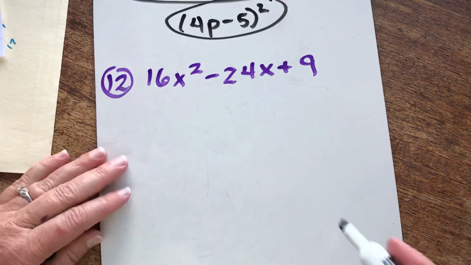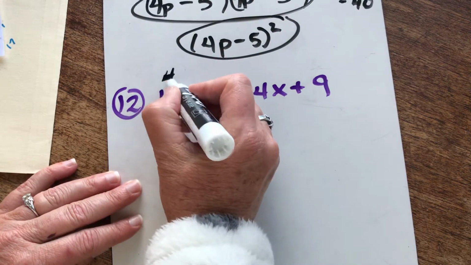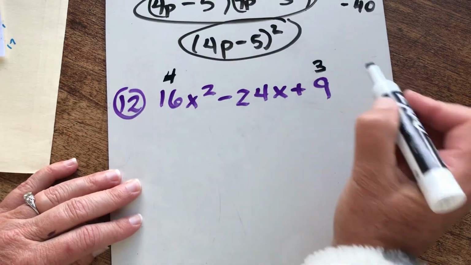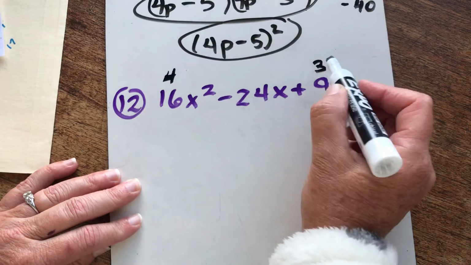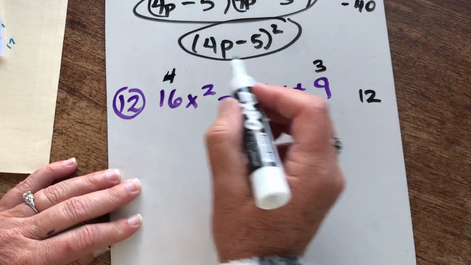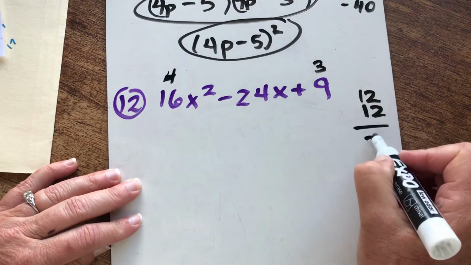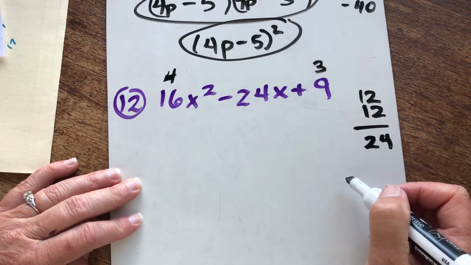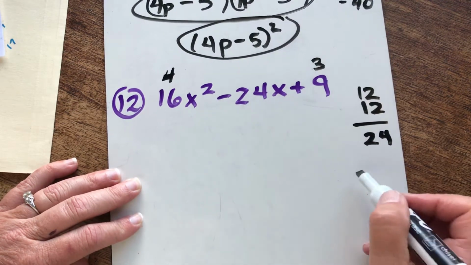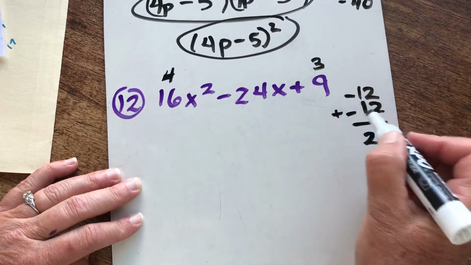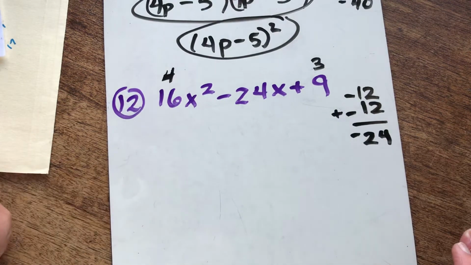Let's look at number 12. 4 times 4 is 16. 3 times 3 is 9. 4 times 3 is 12. Let's double it. Yeah, we definitely get 24, but we wouldn't get a positive 24. So it would have to be a negative 12 and another negative 12 to give us negative 24.